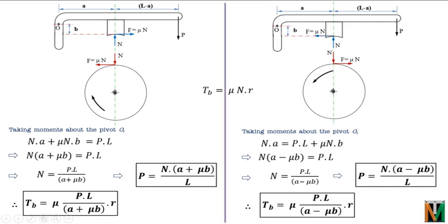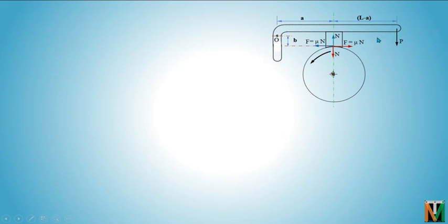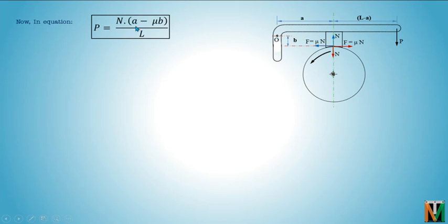So let's see them. So this was the situation. The drum is rotating in the anti-clockwise direction and the line passing through the point of contact is at a distance of B from the fulcrum point. So in this situation we obtained the equation of P as N into A minus mu B divided by L. Now in this equation, suppose A is equal to mu B or A is less than mu B, then what will happen? P will become 0, or P will become negative if A is less than mu B.